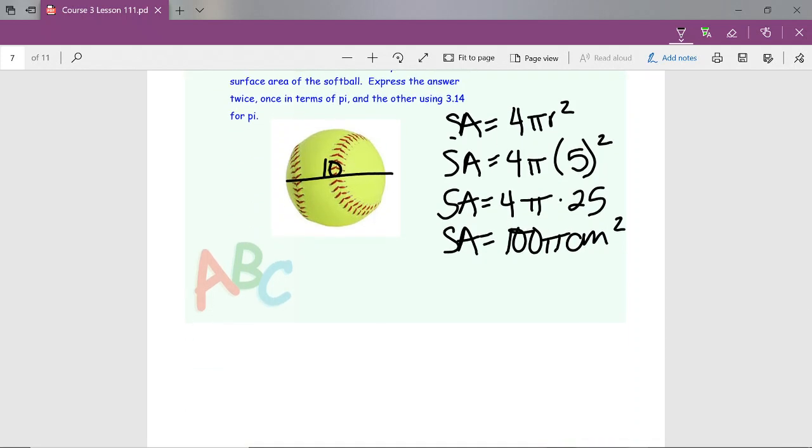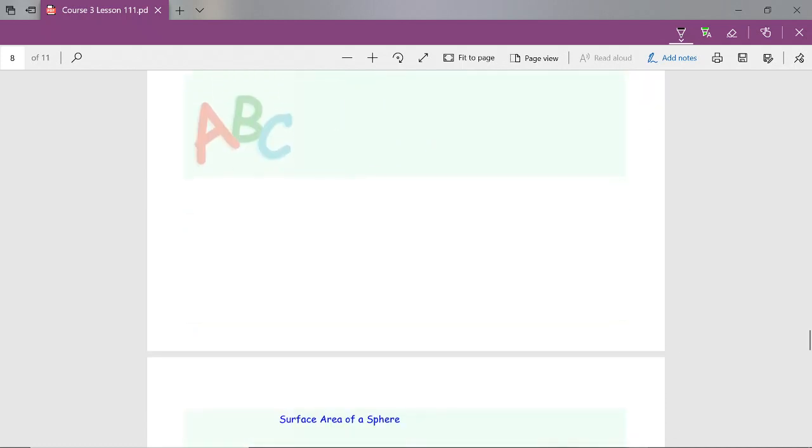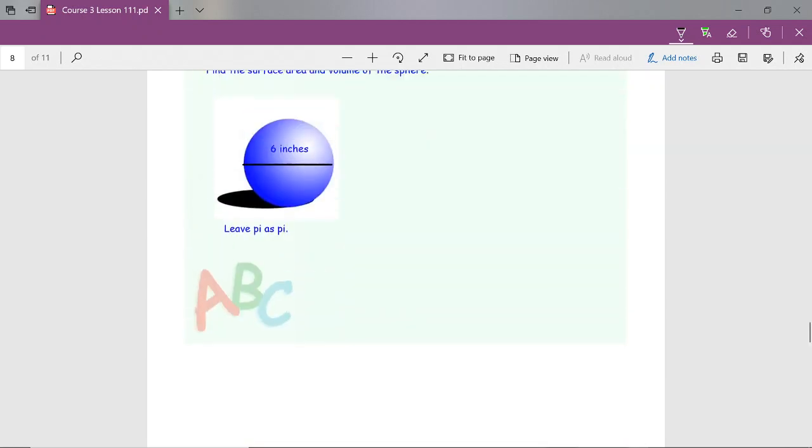Now that's in terms of pi. If I want this as a decimal, I would just take 100 times 3.14, and we still have centimeters squared. So as a decimal, it would be 314 centimeters squared. So just using what we know with our formula in order to get that surface area. Okay, continuing on, I believe we just have a couple more here.